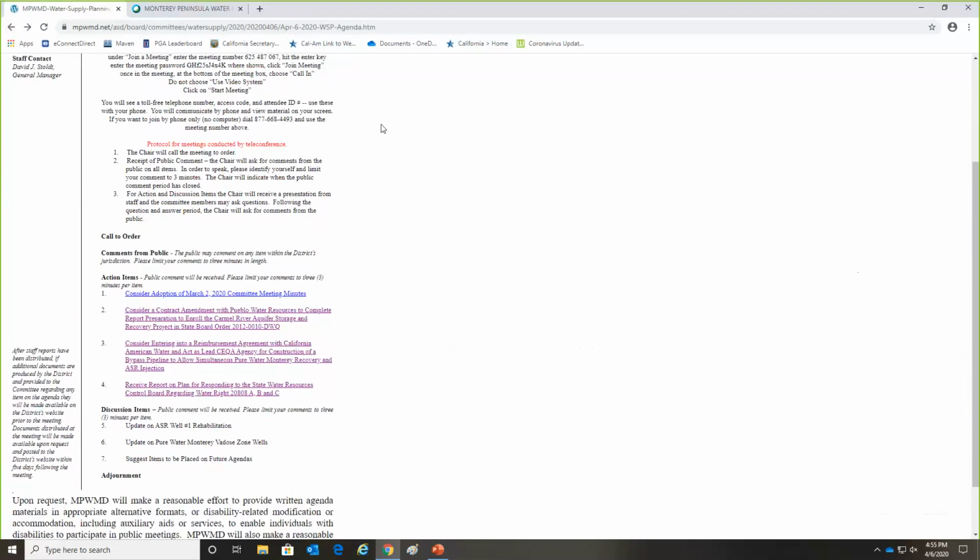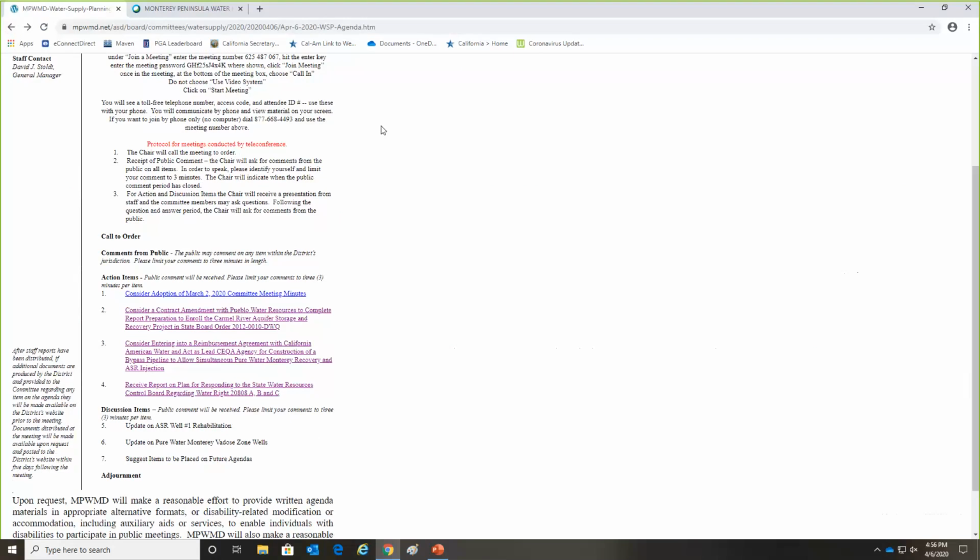Next item on the agenda in the discussion items. So these are no action items, but we'll go to item 5, an update on the ASR well number 1 rehabilitation. Relatively quick as an informational item. John, you and Chris have spoken. You've come up with a plan on that.